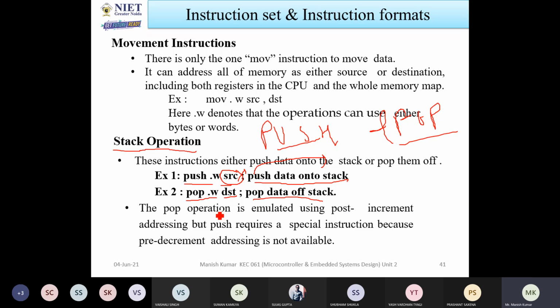So the pop operation is emulated using the post increment addressing, but push requires a special instruction because pre-decrement addressing is not available. Now what will happen when you are using the push and pop operations? Okay, then you can use some other instructions. You have written push.w SRC. It means that this data will be stored in the stack, but how? Okay, that will be defined by the emulator.